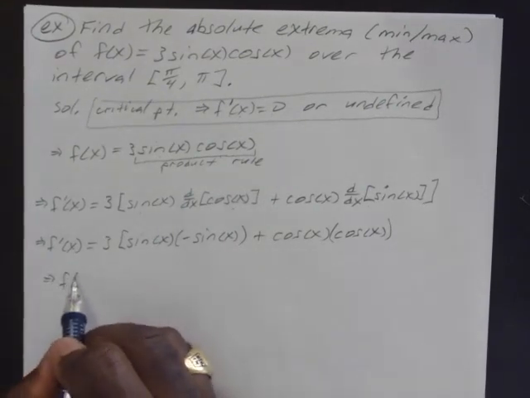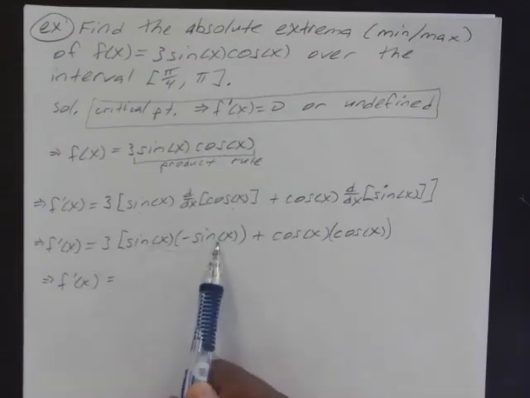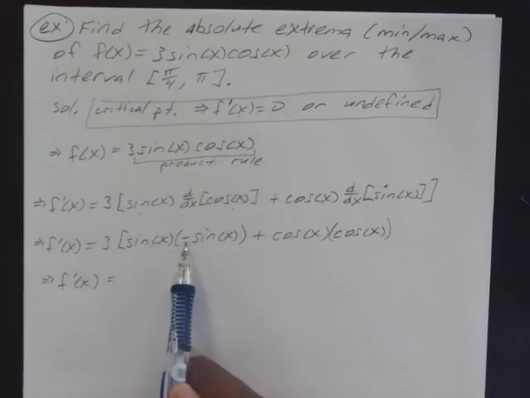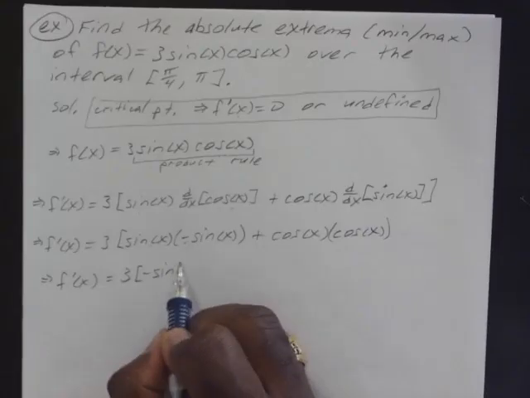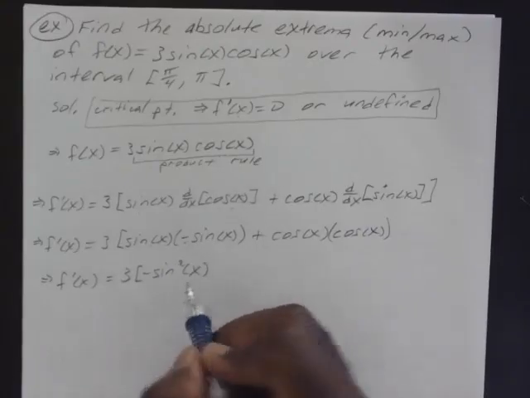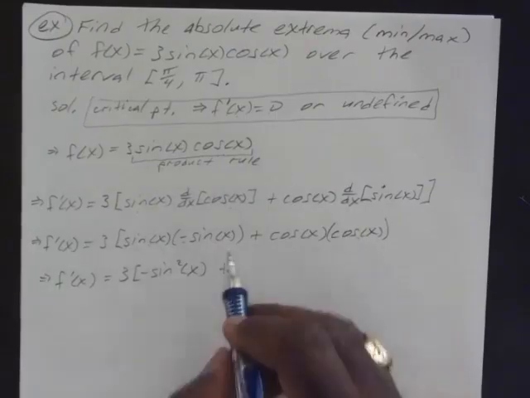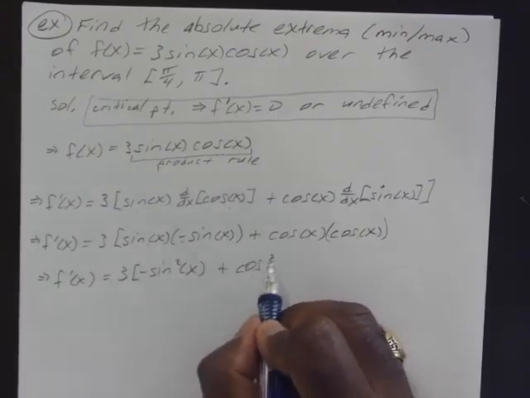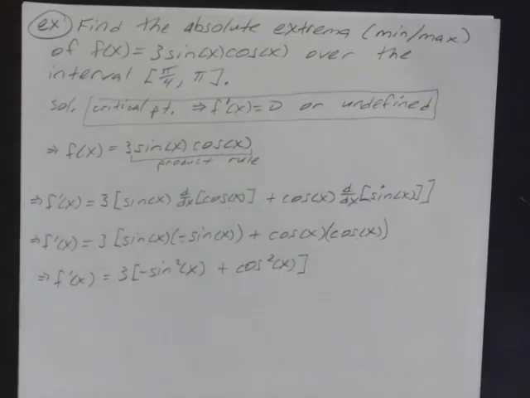Okay, so we know that f prime of x is equal to sine times sine, which is sine squared, so it's negative sine squared. So 3 times negative sine squared of x, plus cosine times cosine is cosine squared, so plus cosine squared of x. And you could distribute the 3, but you don't have to.